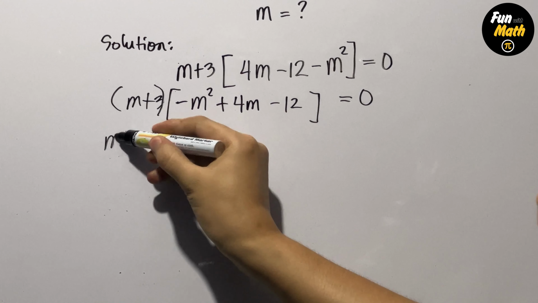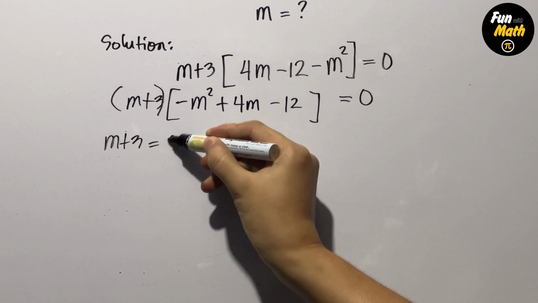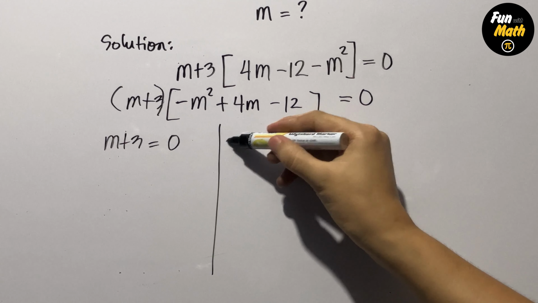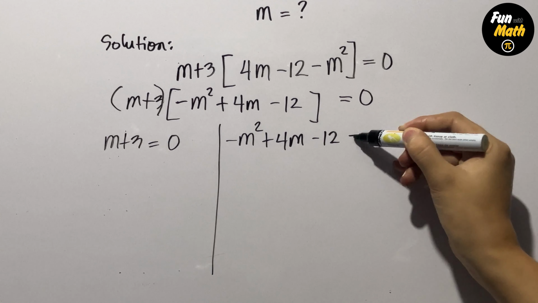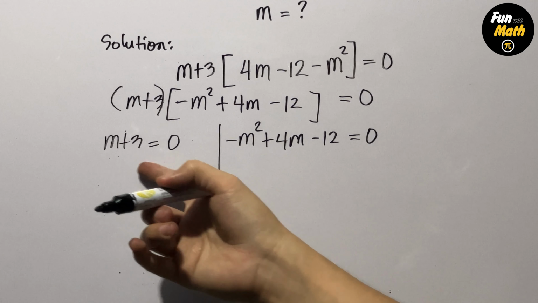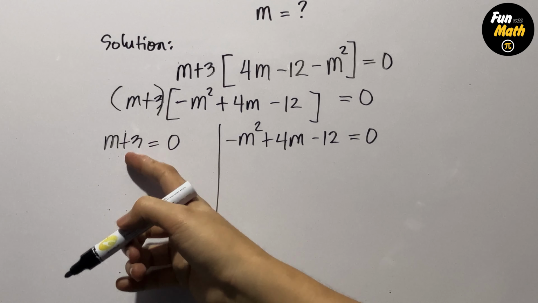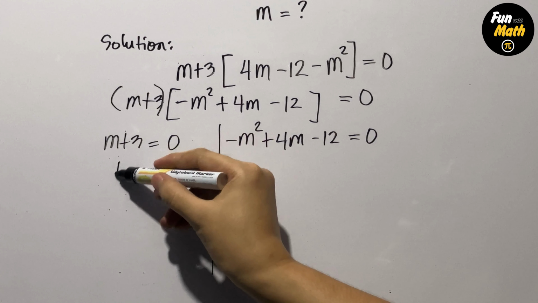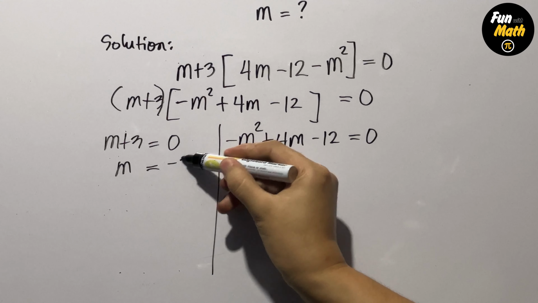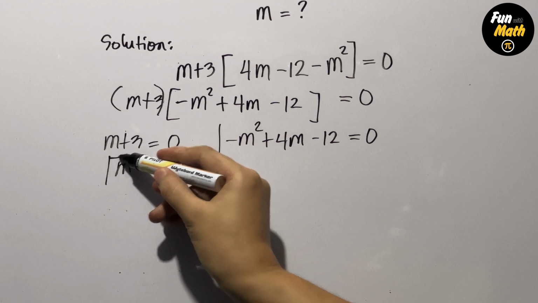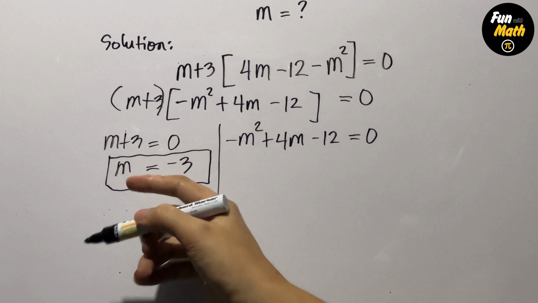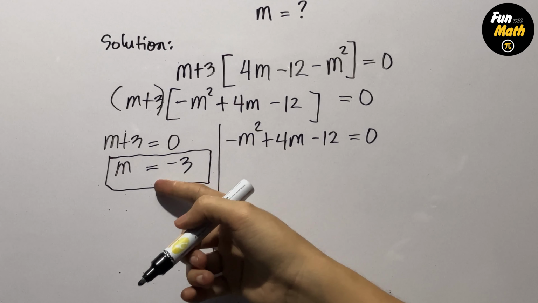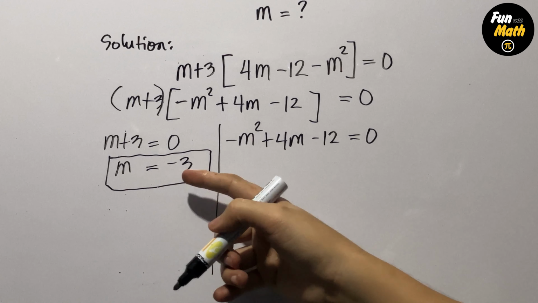So this is m plus 3 is equal to 0. The other one is negative m squared plus 4m minus 12 is equal to 0. Now for this, let's take 3 to the other side. So this is now m is equal to negative 3. And this is our first real solution of m, which is equal to negative 3.